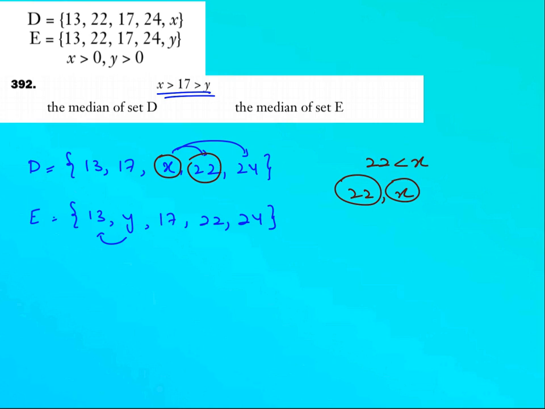And if I talk about the median of set E, that's clearly 17. So this value is 17. This is x or 22. But what we know is that x is more than 17. So in either of the cases, the median of set D is greater. Whether it's x or 22, both values are greater than 17. Hence, the answer is quantity A greater than quantity B.